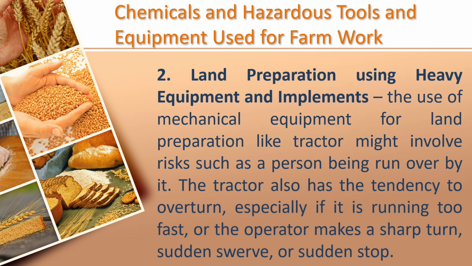Number 2, land preparation using heavy equipment and implements. The use of mechanical equipment for land preparation like a tractor might involve risks such as a person being run over by it. The tractor also has the tendency to overturn, especially if it is running too fast or the operator makes a sharp turn, sudden swerve, or sudden stop.